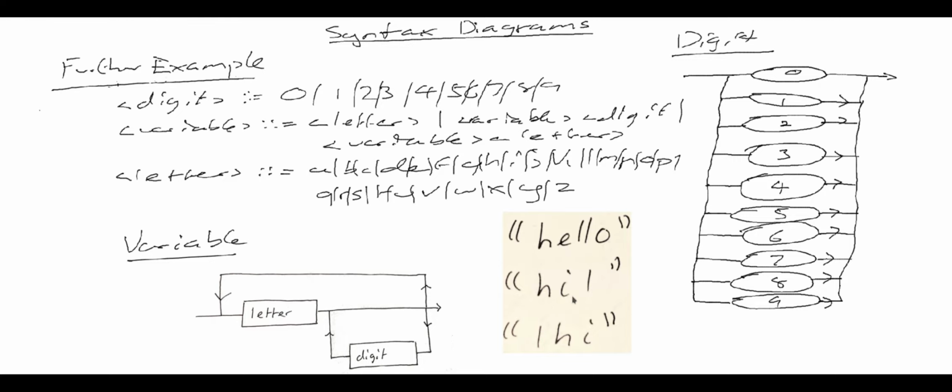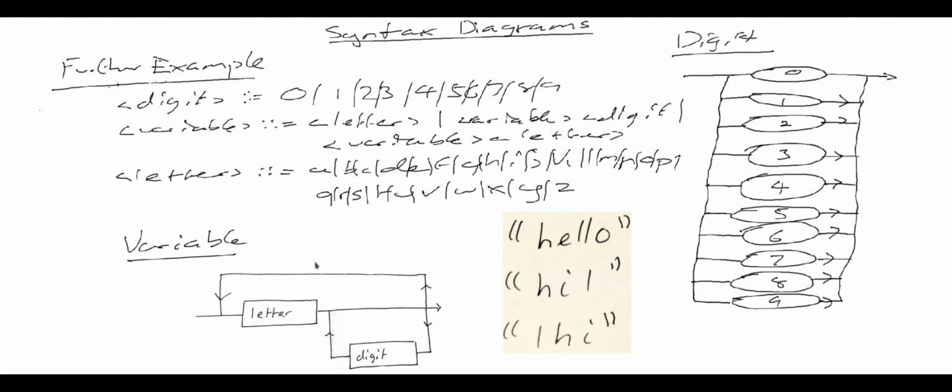So let's take a look at how HI1 could be reasoned to be a variable. H is a letter and therefore H is also a variable. I is a letter and therefore HI is a variable, because H is a variable and I is a letter. HI we know is a variable now, and 1 we know is a digit. So HI1 is a variable, because a variable can be a variable, HI, and a digit, the 1.